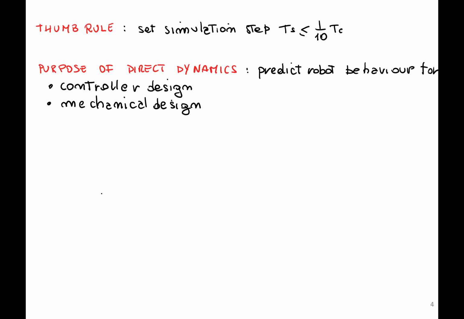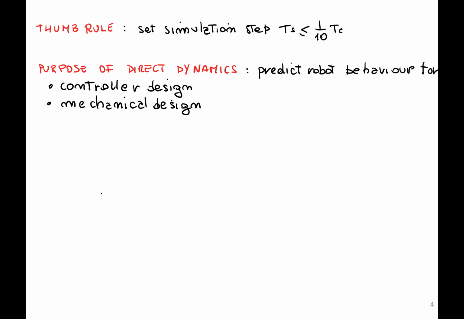Now, the direct dynamics, so the usage of a model in this way to predict the robot behavior, could be done for designing the controller. So I use the simulator, I design a controller, I close the loop and I see how it behaves. Exactly what we did in the lab with the electrical motor: we designed the controller and tuned its parameters, seeing the effect on the robot simulated by the simulator.